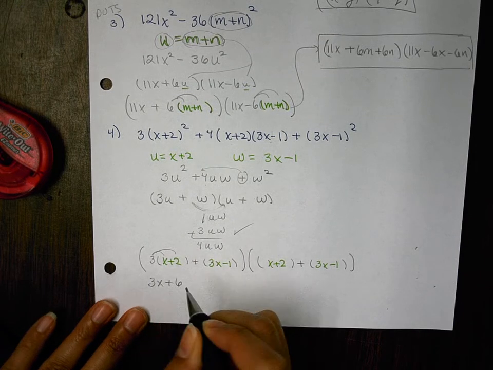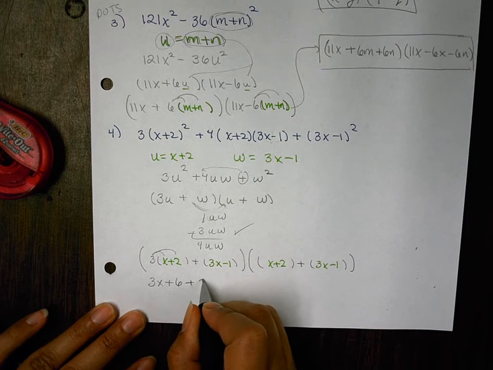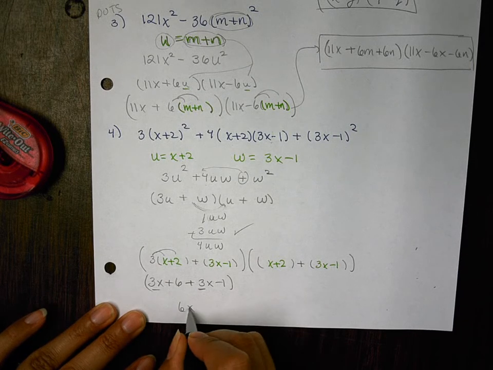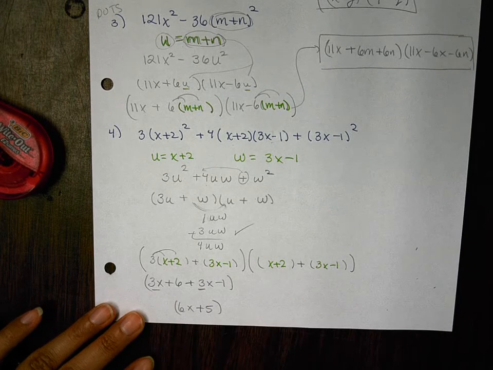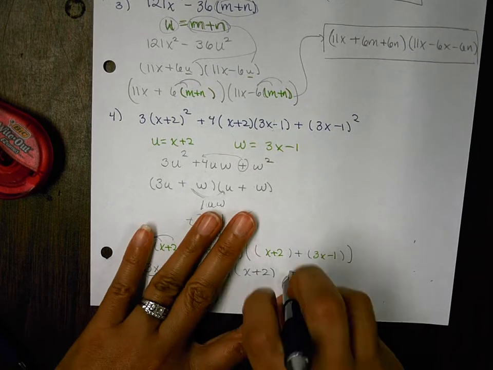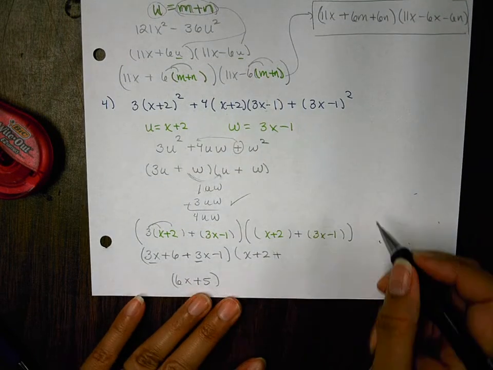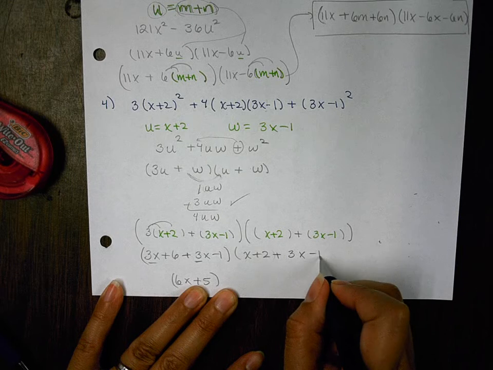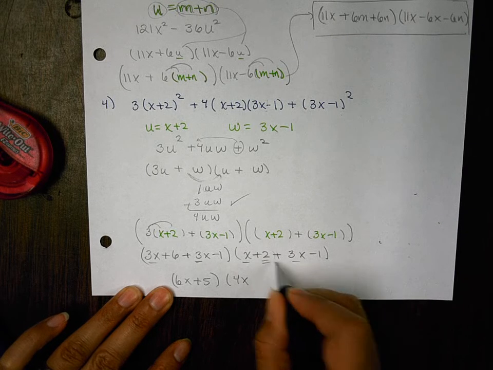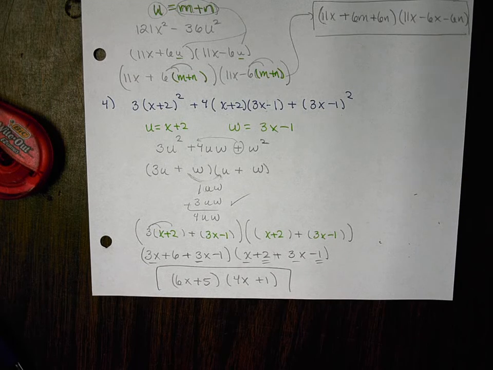3x plus 6 plus, there's nothing to distribute here, and there's a positive sign, so it's just going to be 3x minus 1. Combine like terms, that gives you 6x plus 5. Whew. Next one, there's nothing to distribute, so I'm just going to drop the parentheses, x plus 2. Plus, and there's nothing to distribute either over here, and it's just a positive sign, so drop the parentheses, 3x minus 1. Combine like terms, that is going to be 4x plus 1. And that there is your final answer.